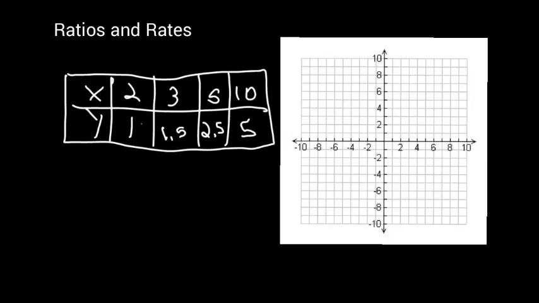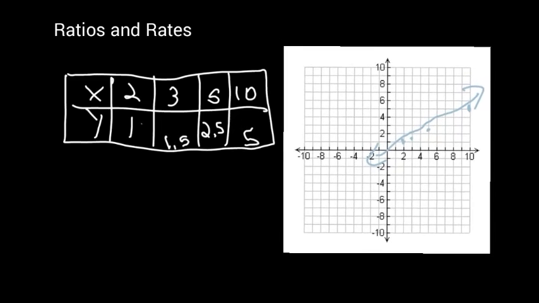So now I need to put these points on our graph. My first point is I go to 2 on my x and 1 on my y. And then at 3 I'm at 1.5, at 5 I'm at 2.5, and at 10 I am at 5. What you'll notice when you make these graphs is that they should form a line. If you can't connect your dots and form a line, then you probably did something not quite right.